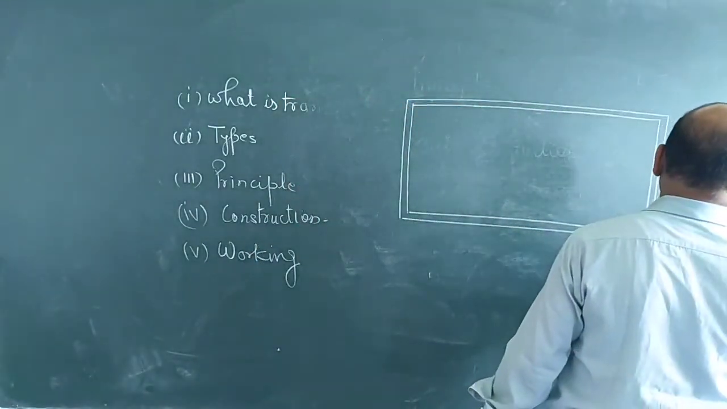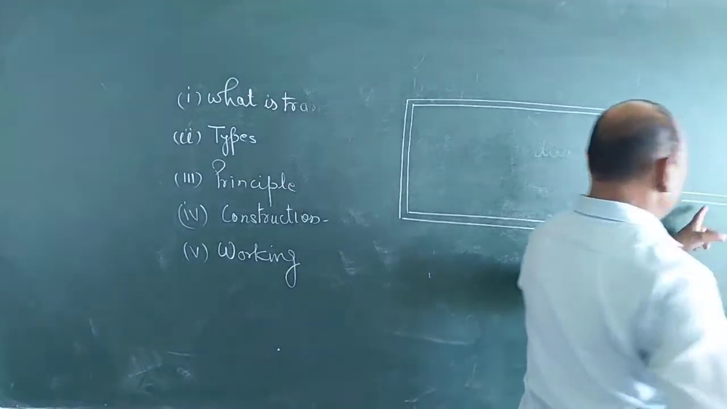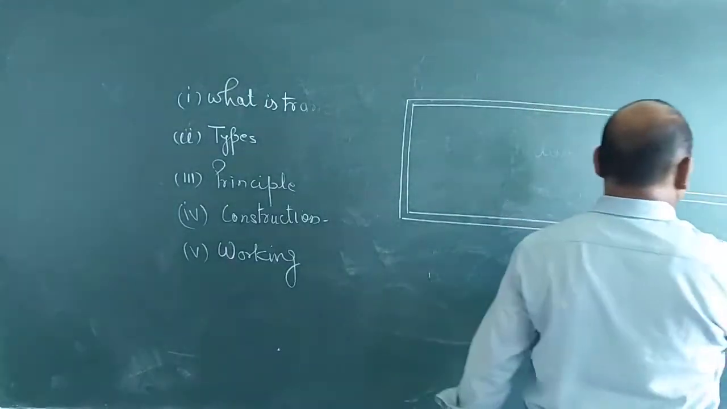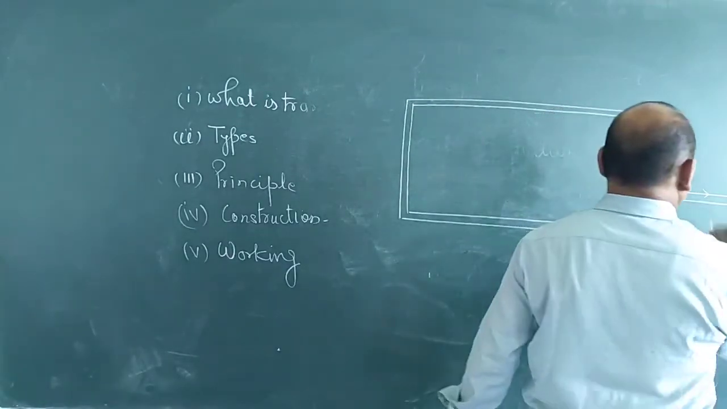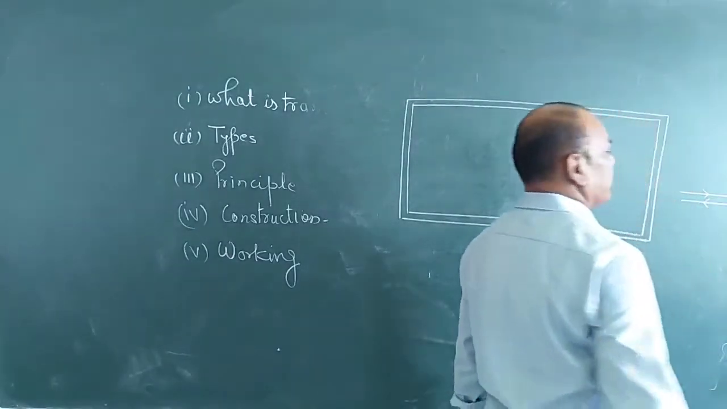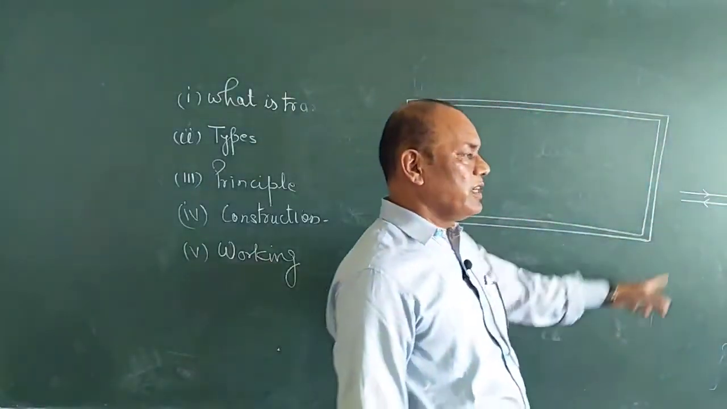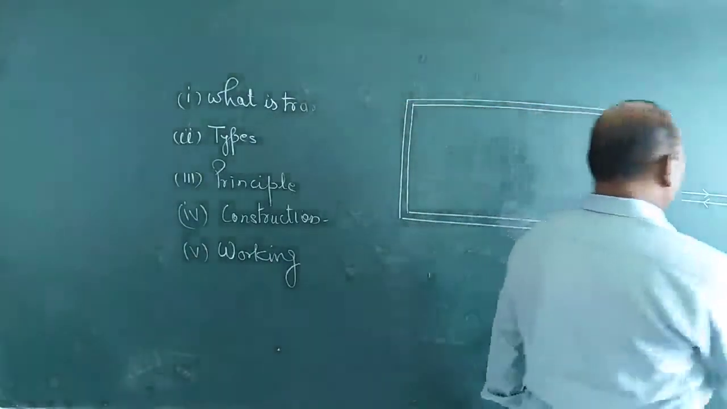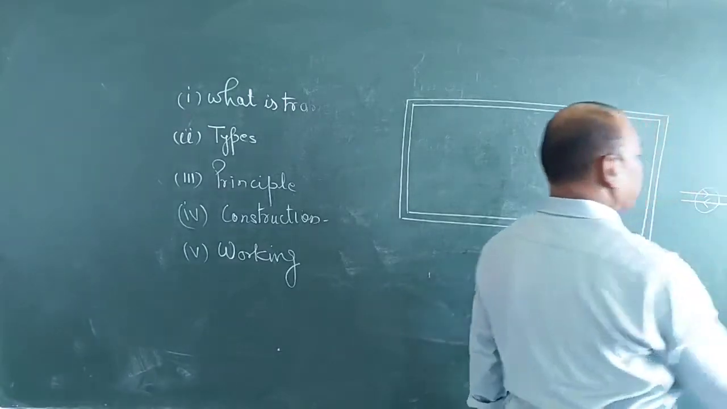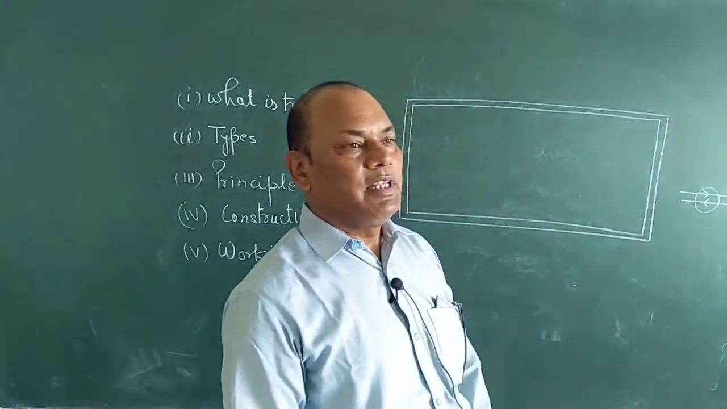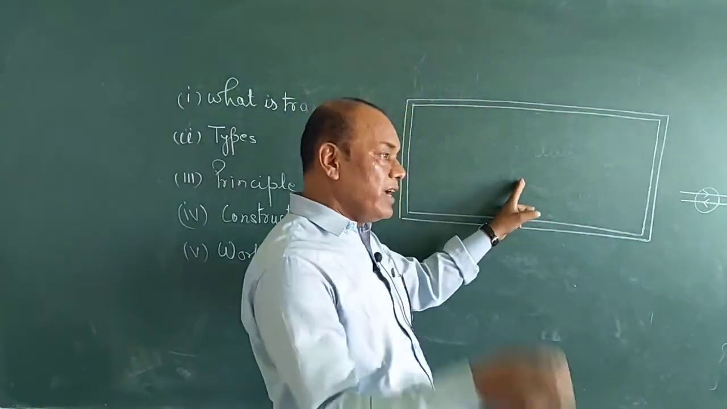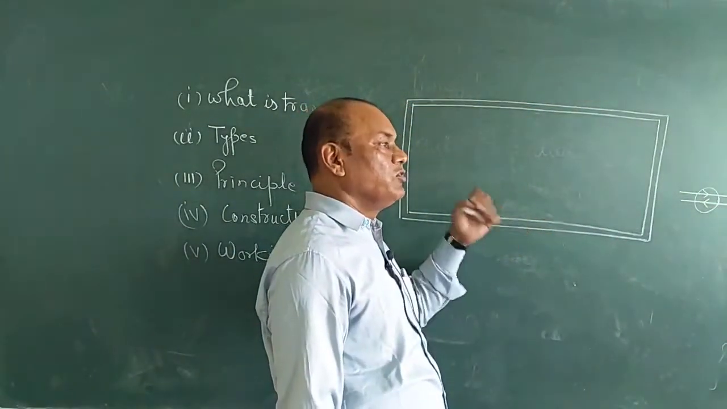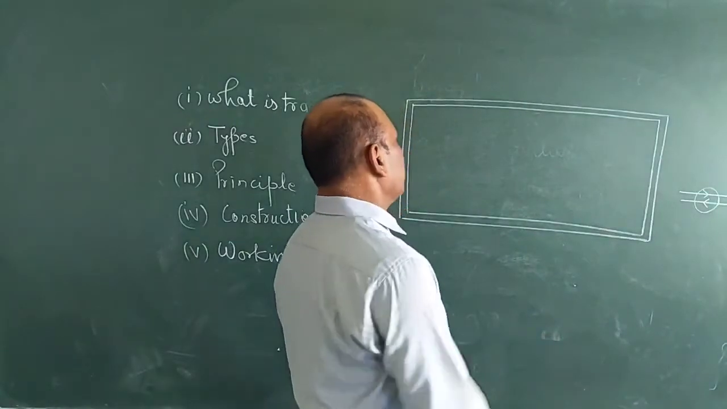Suppose that this is a wire, and there is a pair of this wire. If eddy current flows in this wire in this direction, then the same amount of eddy current flows in the opposite direction in the second wire. So the effect of eddy current will be nullified in the pair of these two wires. That's why we take an even number of iron sheets to construct the transformer.